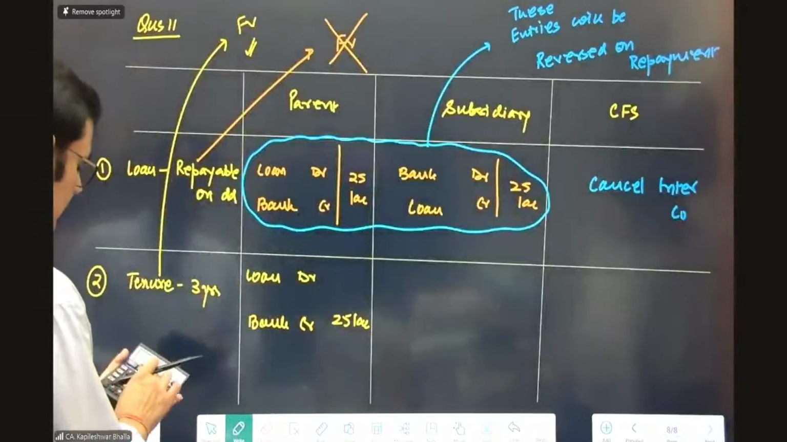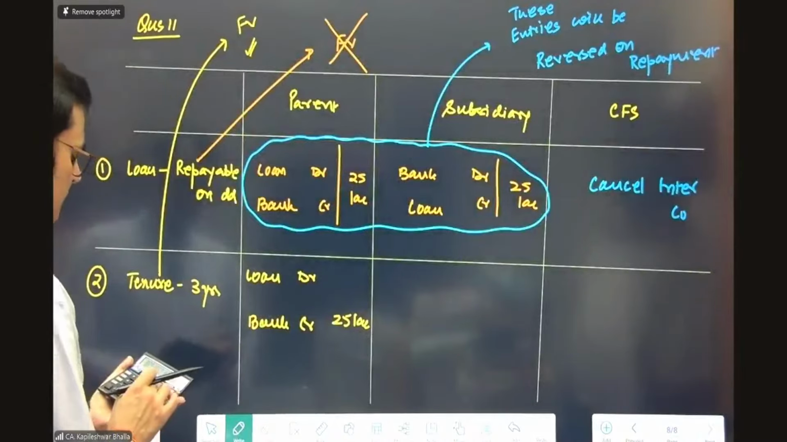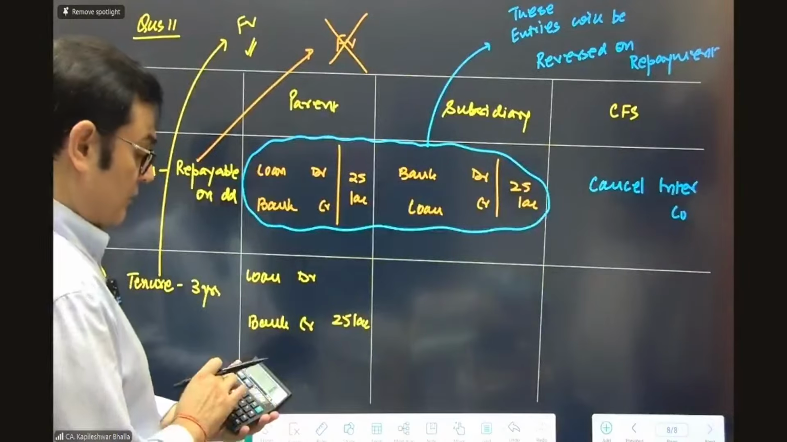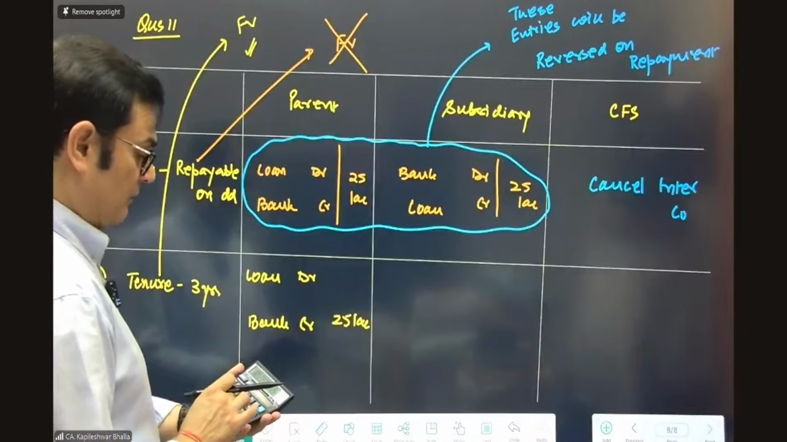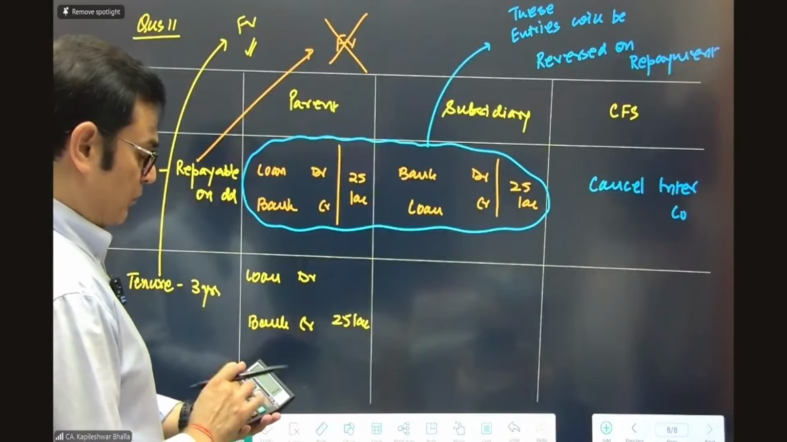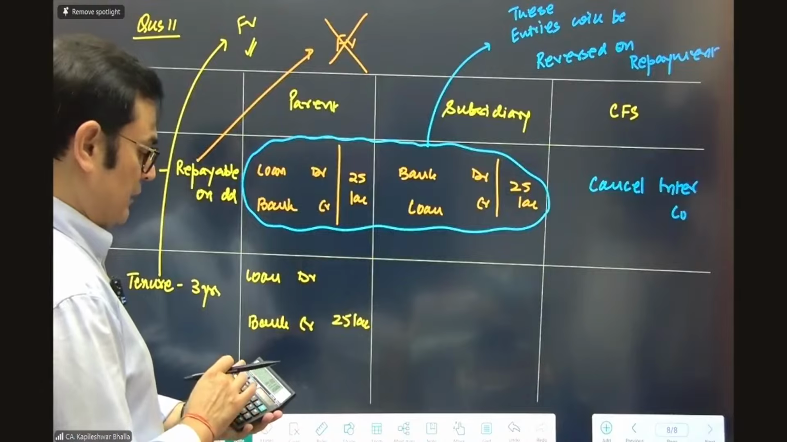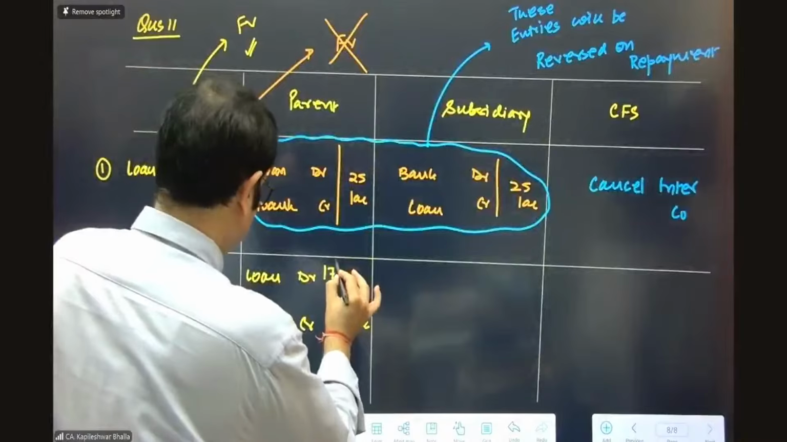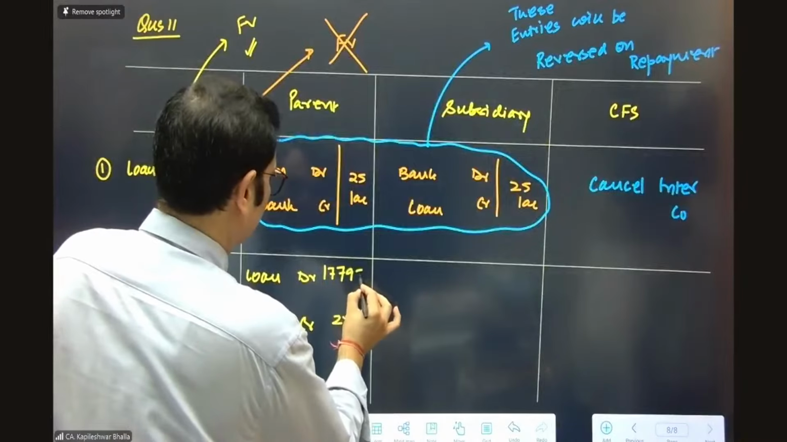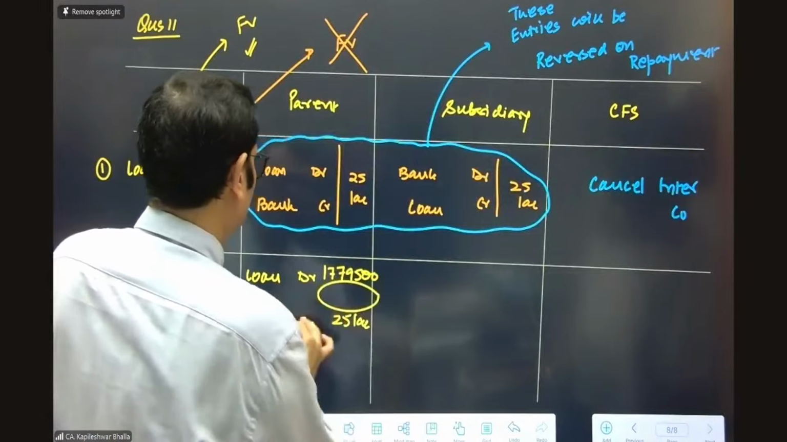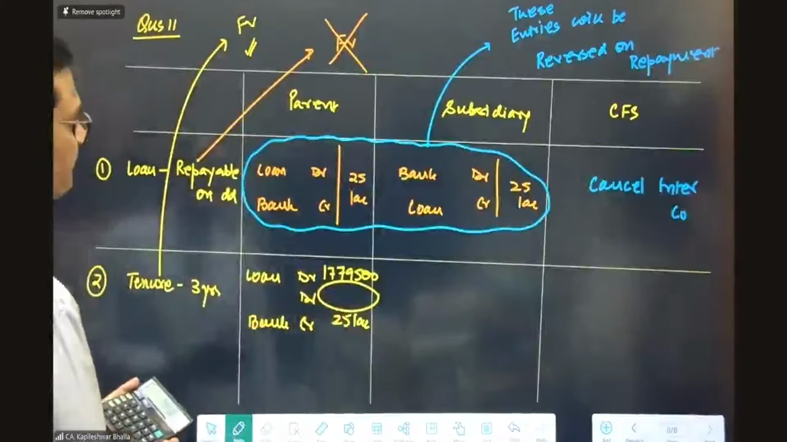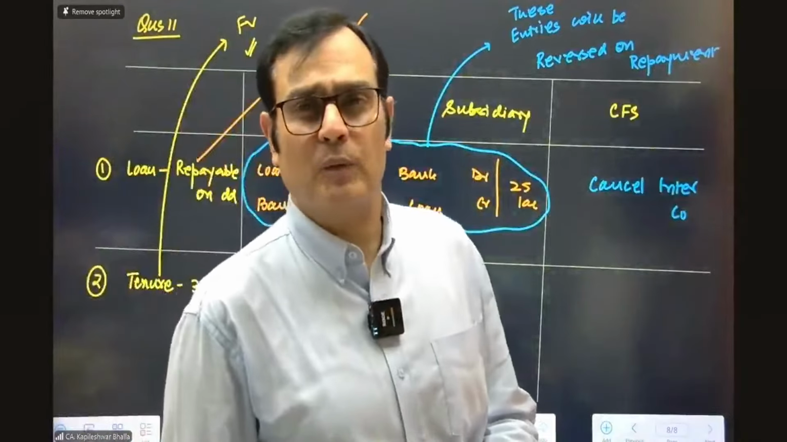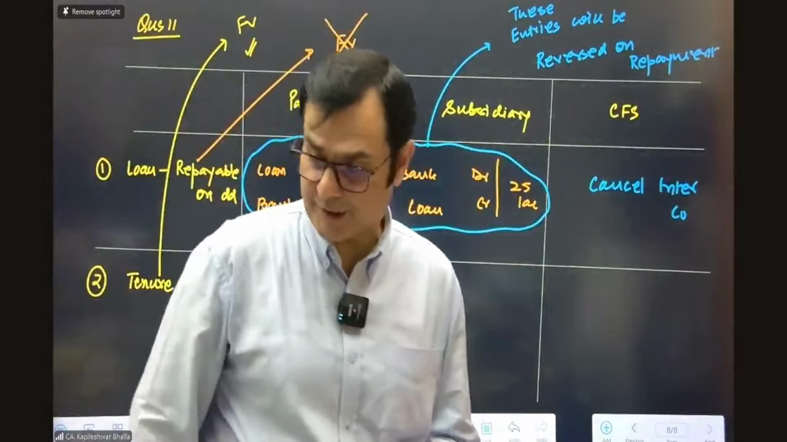So let's see the discounting at 12%. Sorry, for 3 years, 12% discounting would mean 0.7118 into 25 lakhs. This comes to 17 lakh 79,500. And would you like to tell me where are you going to take the difference in this particular case?